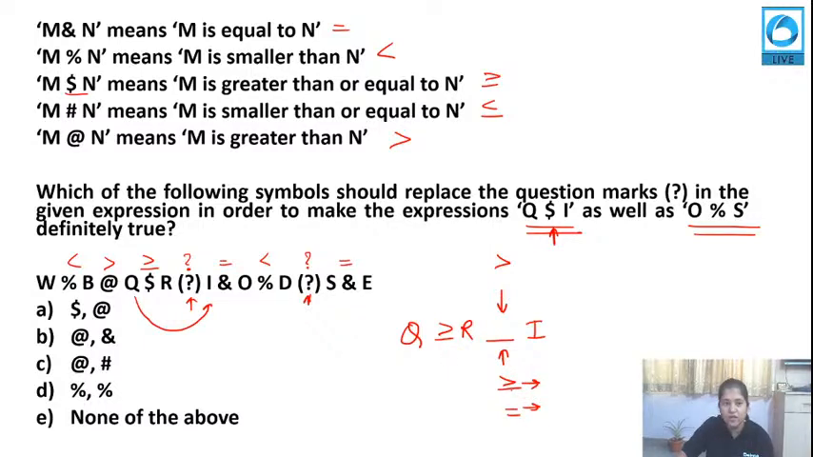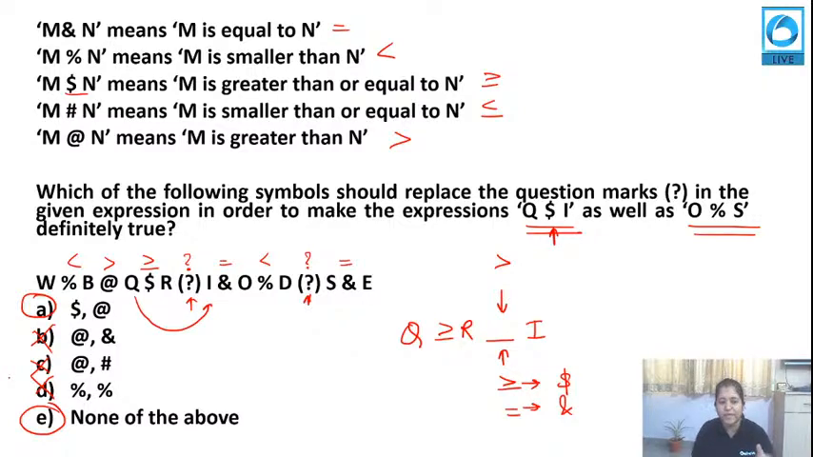So greater than equal to ka matlab kya hai aapka? That is your dollar, right? So either you can fill in dollar in place of the first one, or you can fill in your ampersand, right? So the first symbol has to be either dollar or ampersand. So yahan pe dekhiye, either one is the answer or your E is the answer. Baki aapka yahan pe cancel out ho jayega.